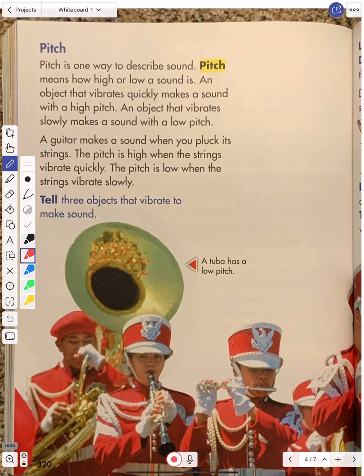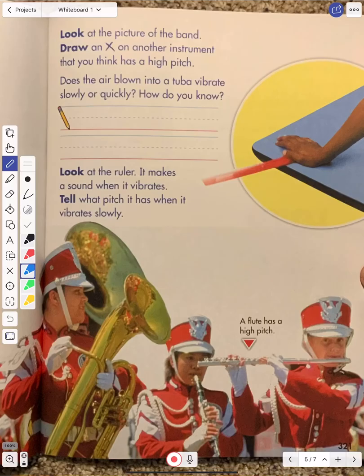Tell 3 objects that vibrate to make sound. Everything vibrates to make a sound. So think of 3 things that would make a sound. Maybe share that with someone in your family. I see the caption by the picture here. It says a tuba has a low pitch. So that means it would vibrate slowly. Pitches that are low vibrate slow.